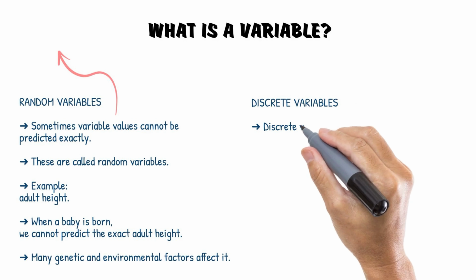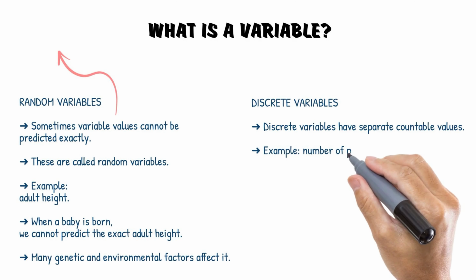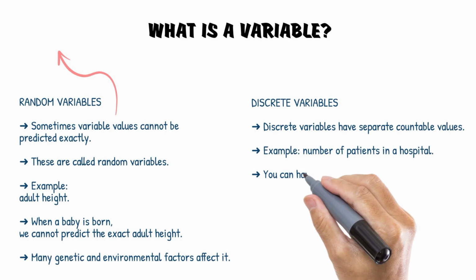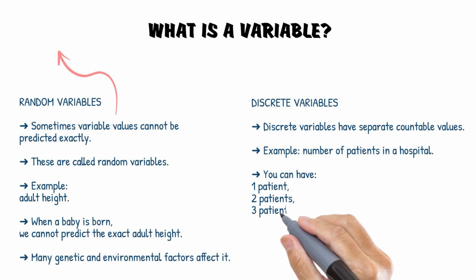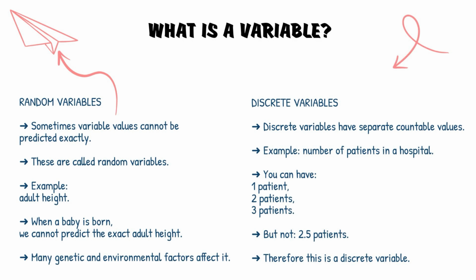Discrete variables. Discrete variables have separate countable values. Example, number of patients in a hospital. You can have 1 patient, 2 patients, 3 patients, but not 2.5 patients. Therefore, this is a discrete variable.